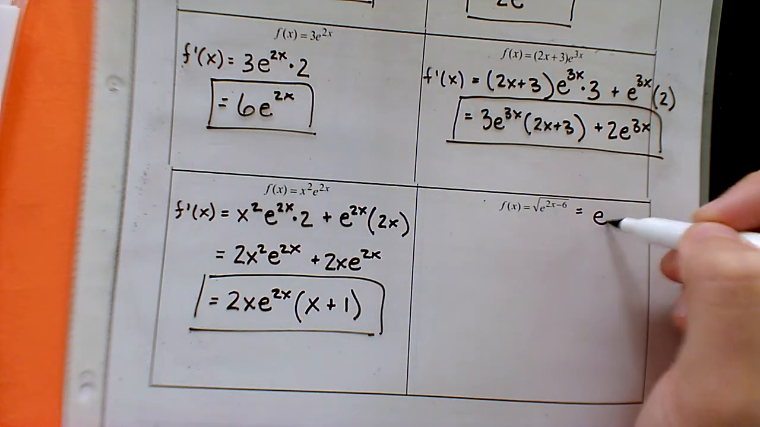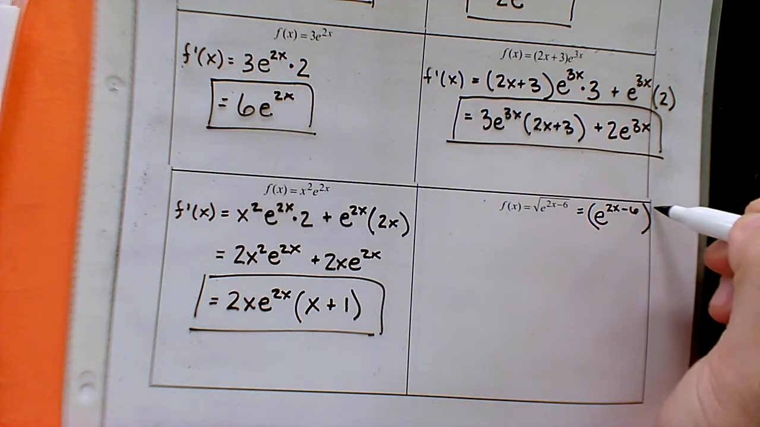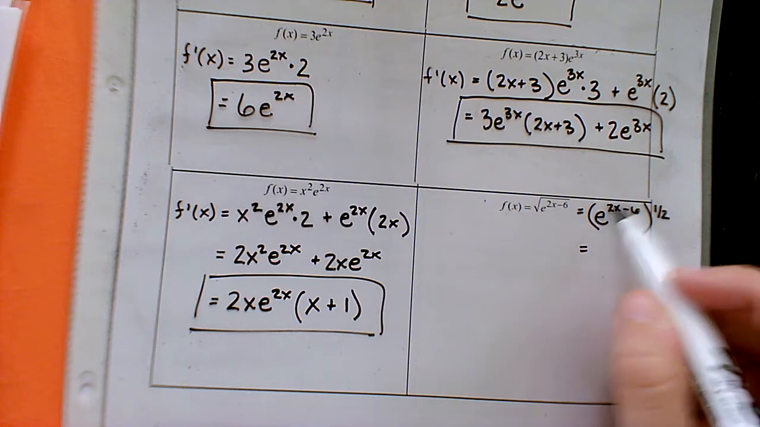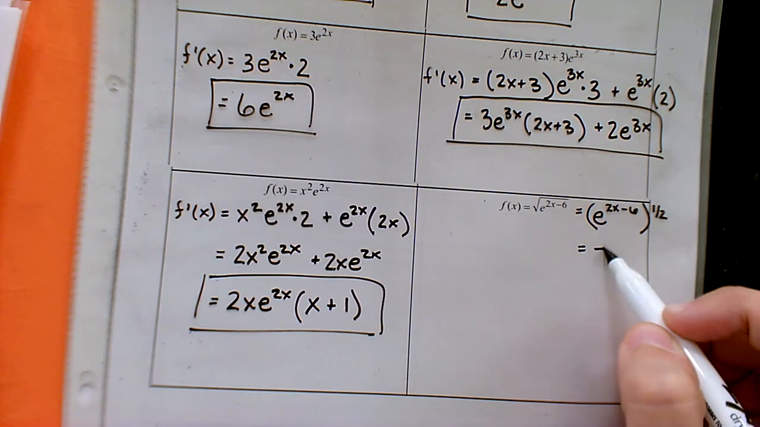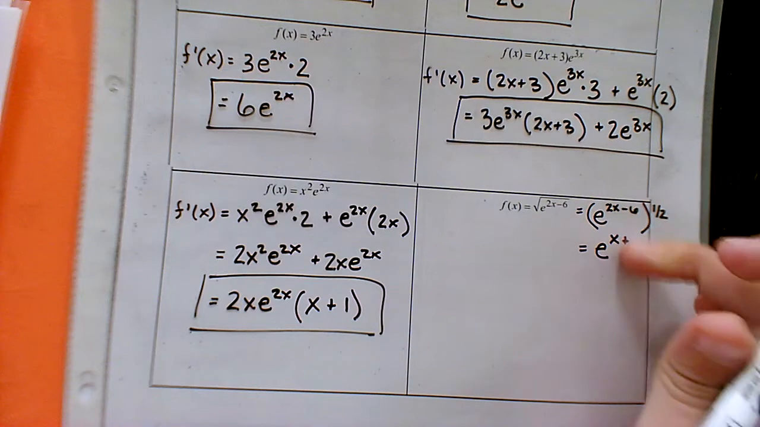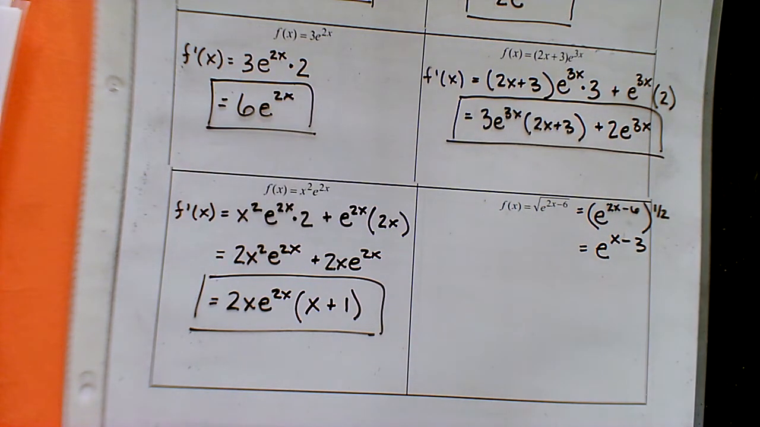Chain. Okay, so we can write this as e to the 2x minus 6, all to the 1/2 power. Does someone see anything different besides chain? You could distribute the half exponent. Can we simplify this even further? This would be e to the x minus 3. And wouldn't that get rid of the chain? Yeah, because we don't really have that inside-outside anymore.